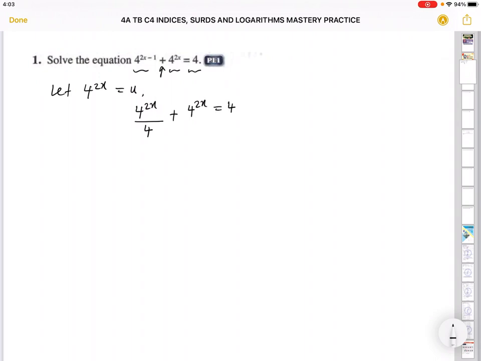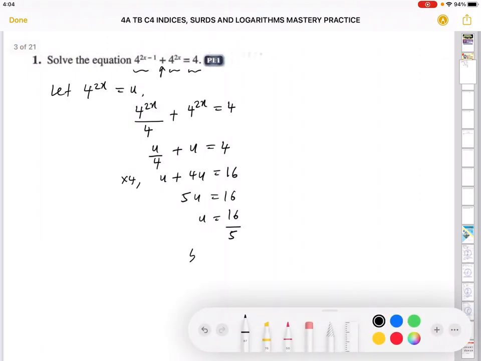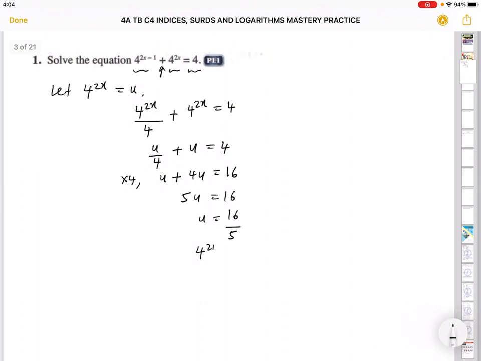By replacing 4 power 2x with u, I have u over 4 plus u equals 4. If you don't like fractions, you can just multiply everybody by 4. So u plus 4u is now 16. So 5u is now 16, and u is 16 over 5. Now, remember, we are solving for x, we're not solving for u. So we have to replace u with 4 power 2x. And 16 over 5, if you want, you can change to decimal, it's going to be 3.2.